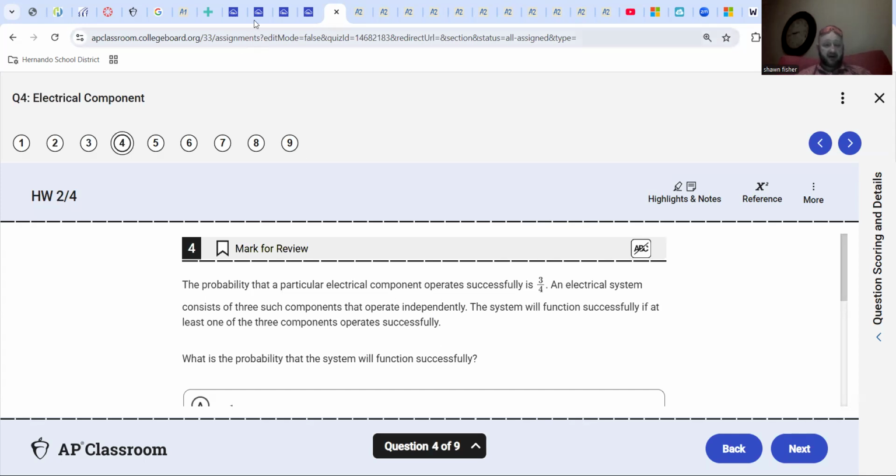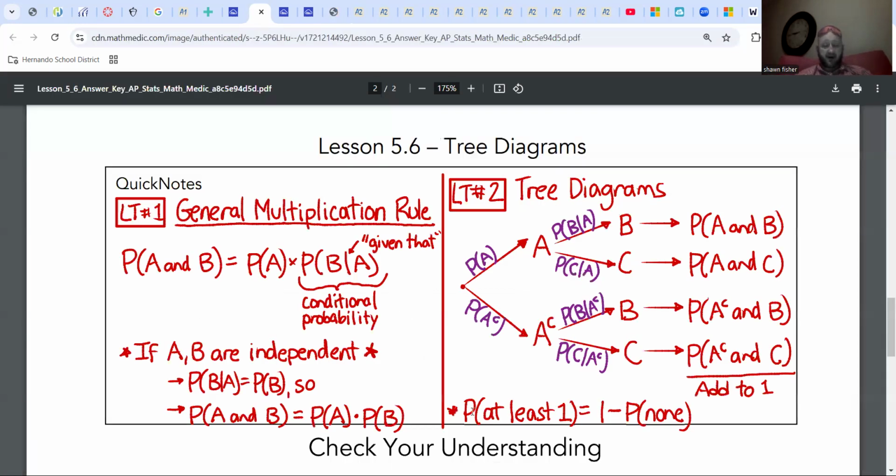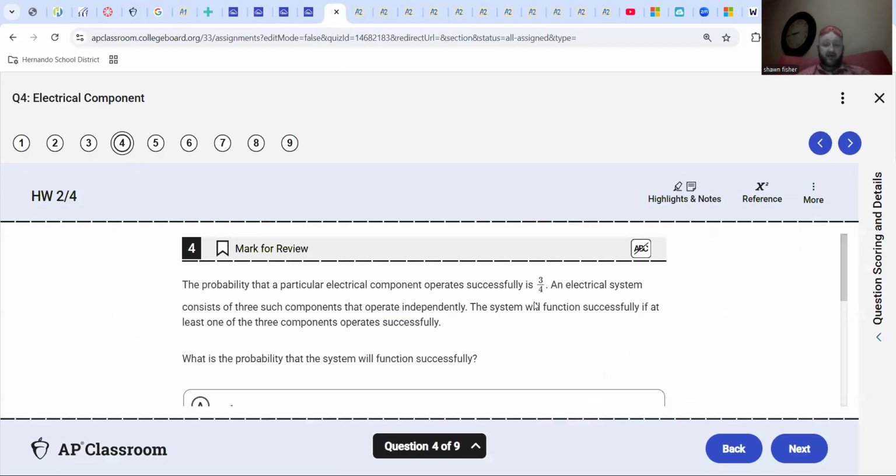So, well, remember, anytime we're dealing with the probability of at least one, that's the same thing as saying 1 minus the probability none of them work. Well, if the probability of them working is 3/4, let's do this. I want to say 1 minus the probability of it not working, 1 minus 3/4. Well, wouldn't that be 1/4? Right?